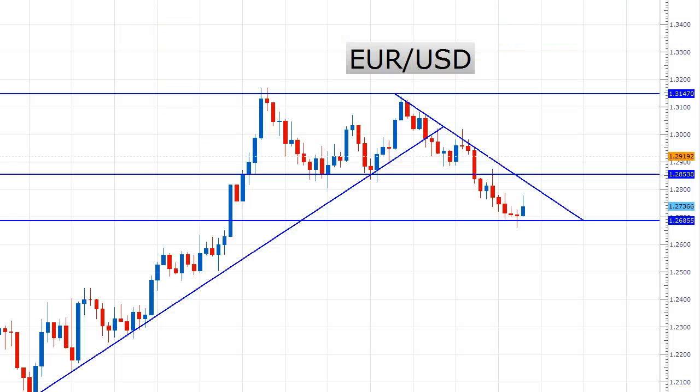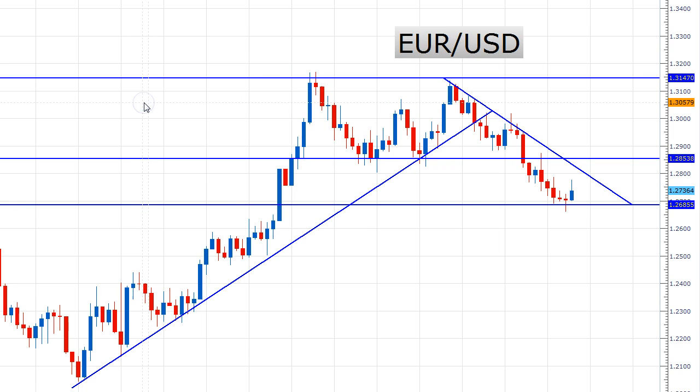Okay guys, so I have the euro dollar daily chart up here. And let me move this a little bit to give you the perfect view. I'm going to try to explain exactly what came to my mind as I was looking through this daily chart and drawing some levels here.